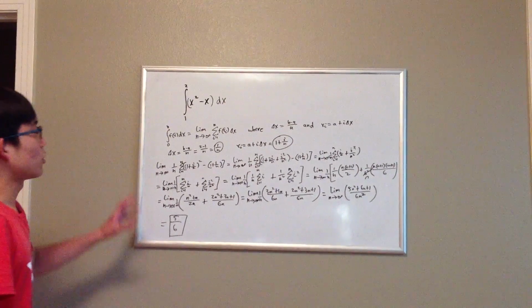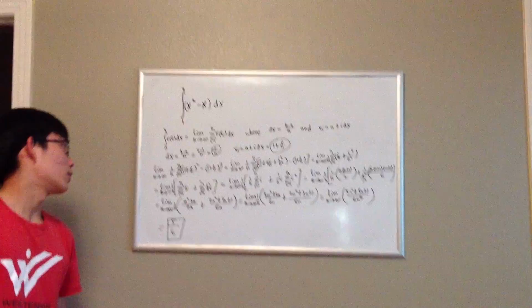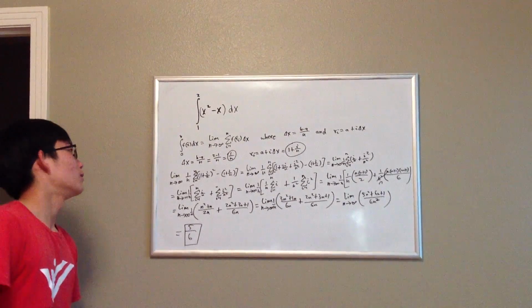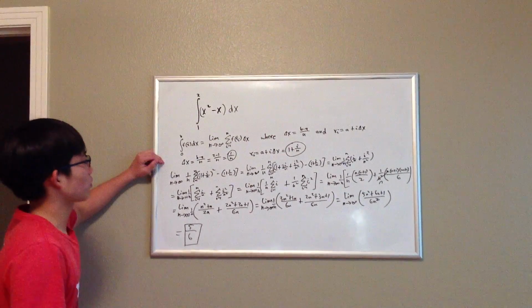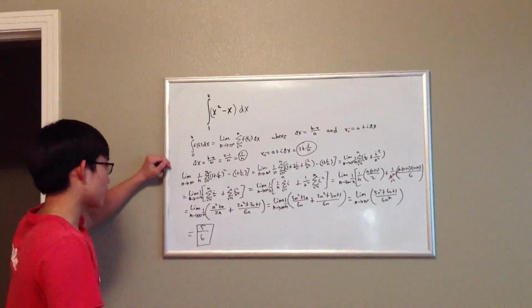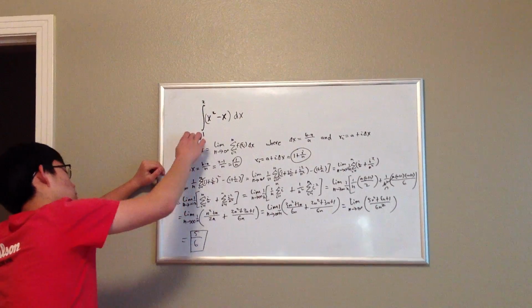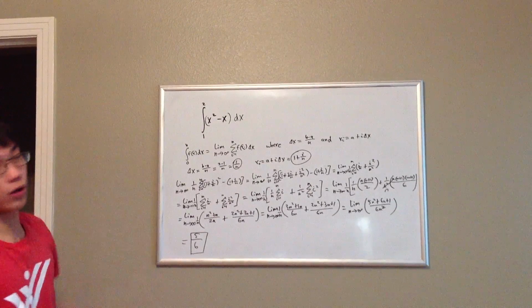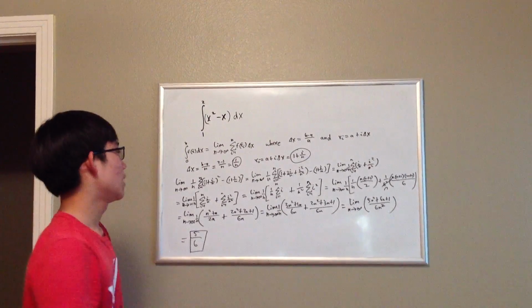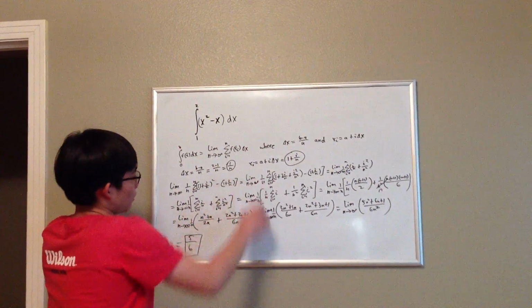So, to solve our formula, we need to first figure out what delta x and xi are. And since delta x equals b minus a over n, we know b is 2, a is 1, so 2 minus 1 over n is equal to 1 over n. So now we have our delta x, and our xi is a plus i delta x.